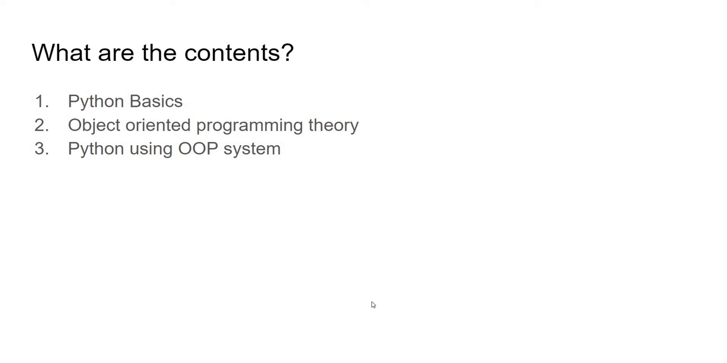Then in the next part of the series, we will see the object oriented programming theory, and then in the next section of the series we will see how we can use whatever theory we learn of object oriented programming and apply it in Python. So let's see what's in the first section.